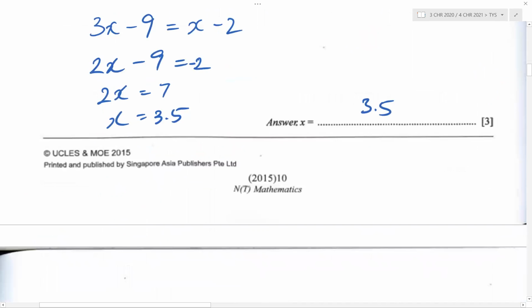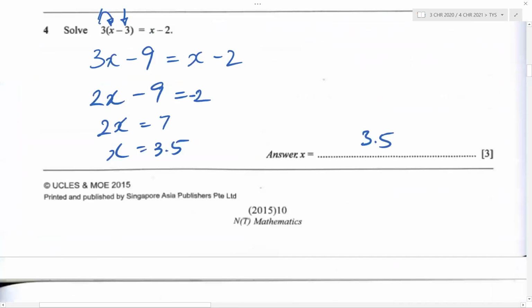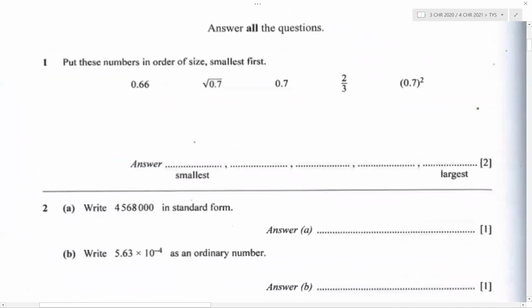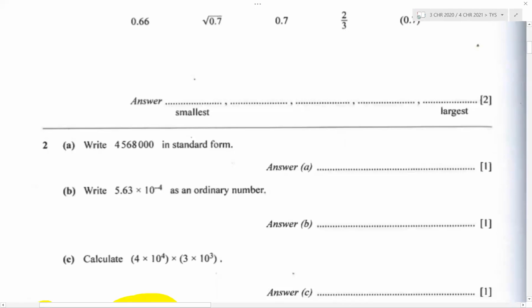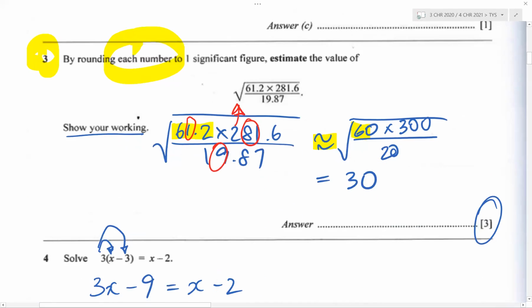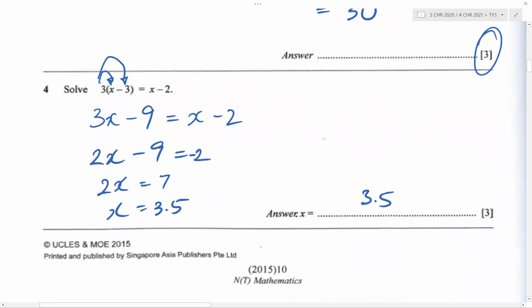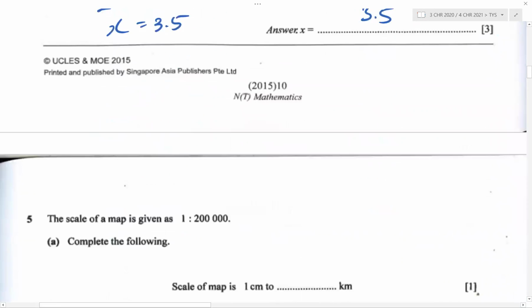So you see, the first page, arranging numbers, writing standard form, that is 11 marks already. If you get this 11 marks correct, it's 11 out of 50. Almost 20% of the paper, you got it correct already. Just the first page only.